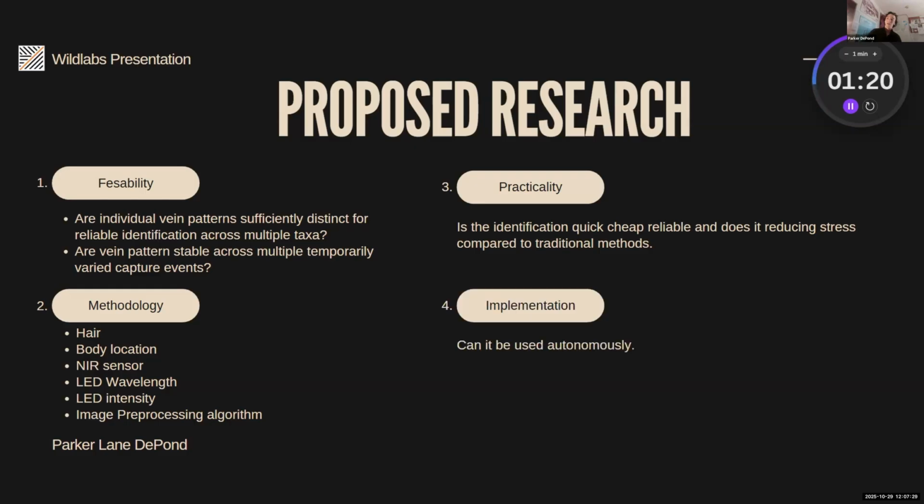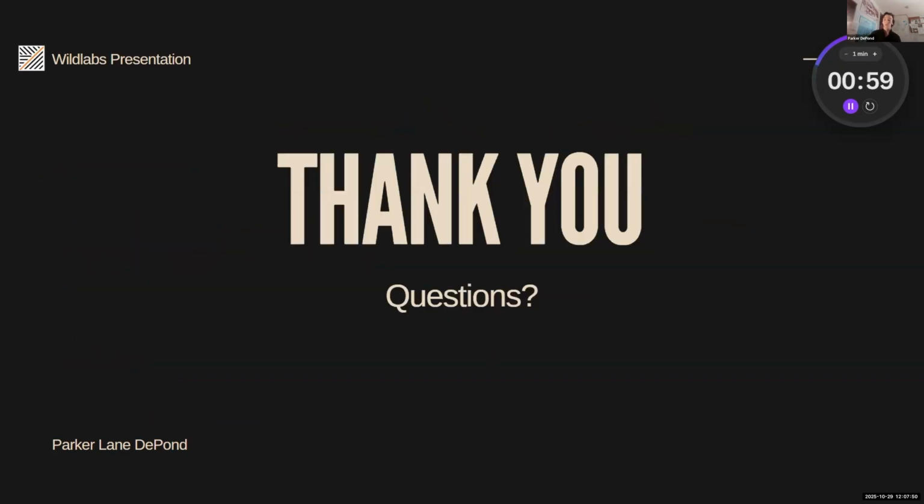And finally, the implementation, which is like the big overarching picture, is taking this technology and instead of using it handheld while you have an individual in a trap, can it be used autonomously to detect individuals? I think I'm just about at my time. And so I want to open up the floor to any questions that you have for me about it, as well as I want to present some questions to you of, does the community at large think that this is useful or practical? And would you use this in your own research? So thank you so much for your time today.